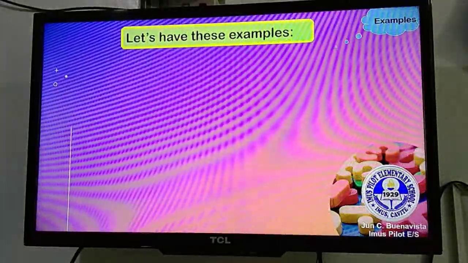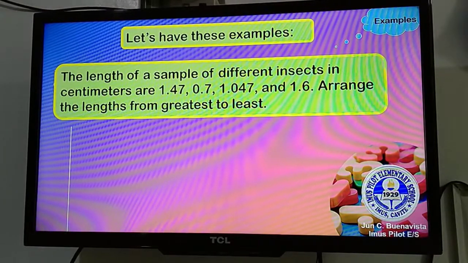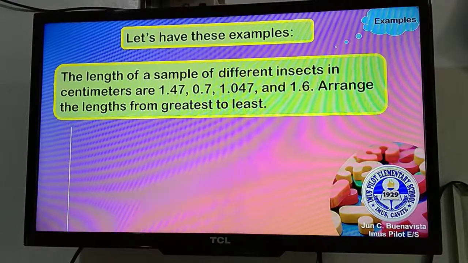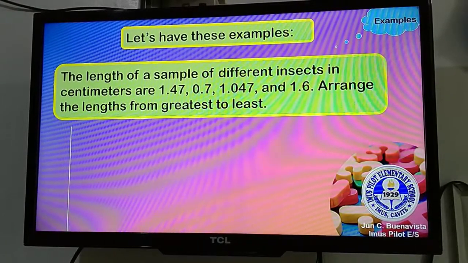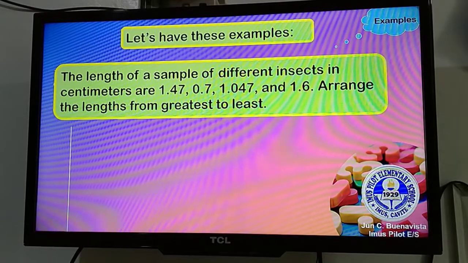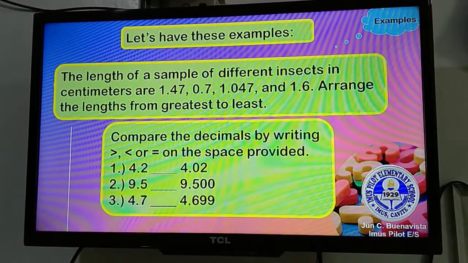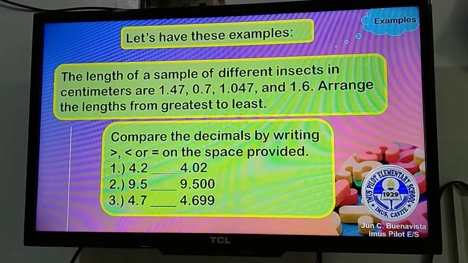Okay, let's have this example. The length of a sample of different insects in centimeters are 1 and 47 hundredths, 7 tenths, 1 and 47 thousandths, and 1 and 6 tenths. Arrange the lengths from greatest to least, or ibig sabihin, descending order. And then compare the decimals by writing greater than, less than, or equal on the space provided.